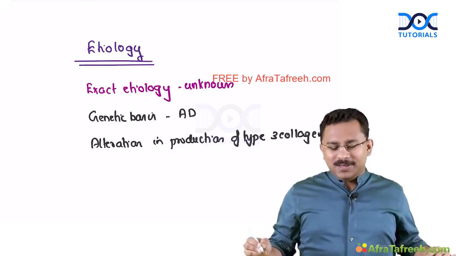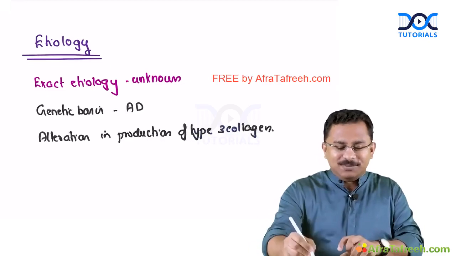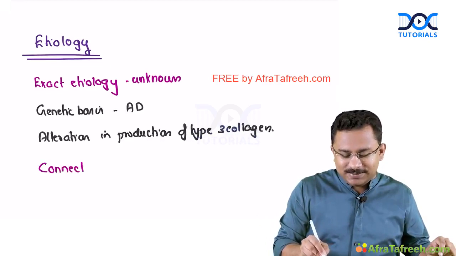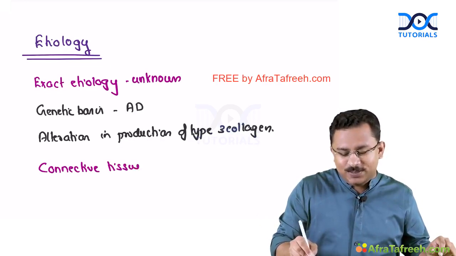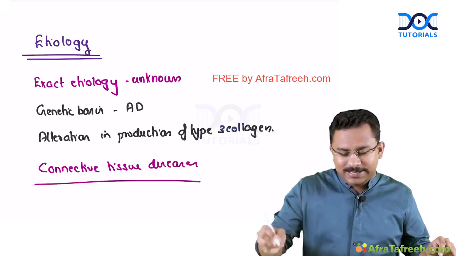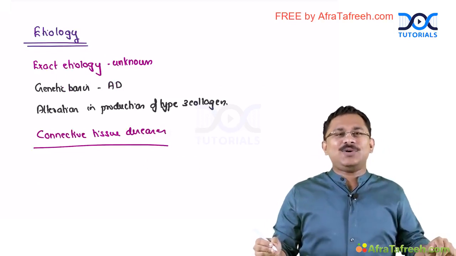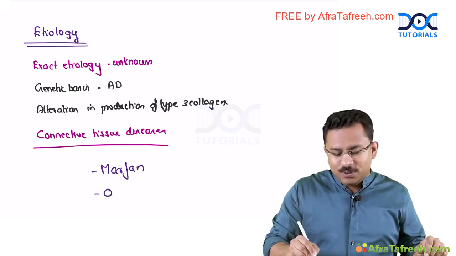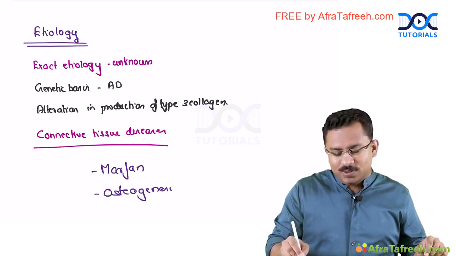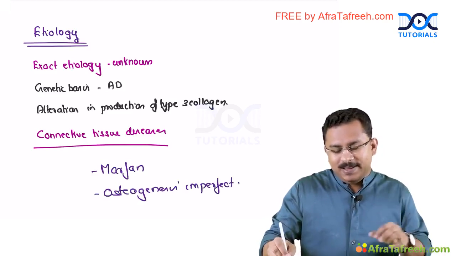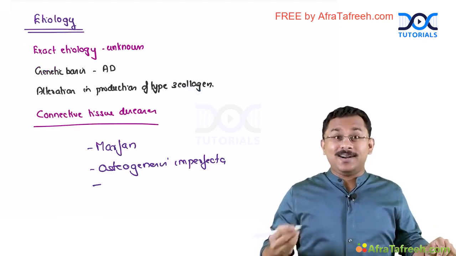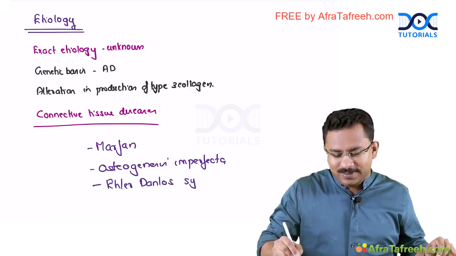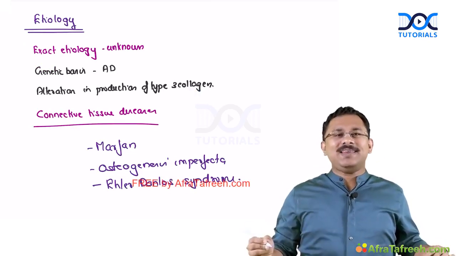That's also important. Patients with mitral valve prolapse can also have association with connective tissue diseases, which is again important. What are the connective tissue diseases? You can have Marfan syndrome, osteogenesis imperfecta, and also the famous Ehlers-Danlos syndrome. So these are some important etiological associations.